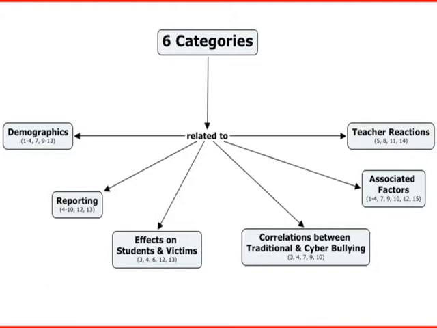The analysis of the studies revealed 6 categories related to cyberbullying and harassment. The categories that emerged from the analysis were demographics, reporting, effects on students and victims, correlations between traditional and cyberbullying, associated factors, and teacher reactions.